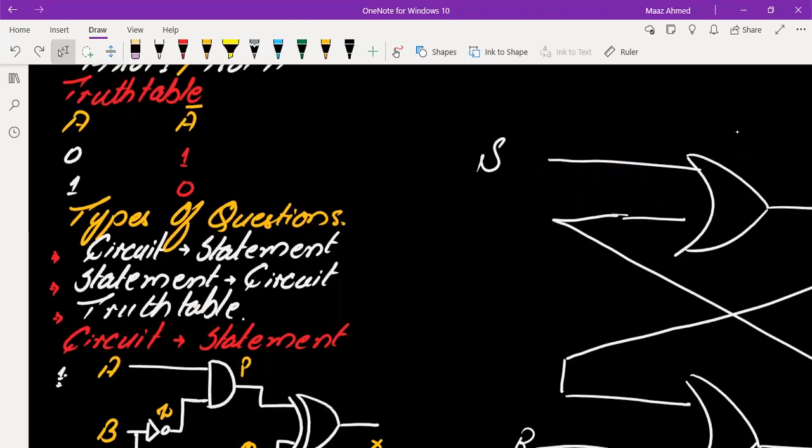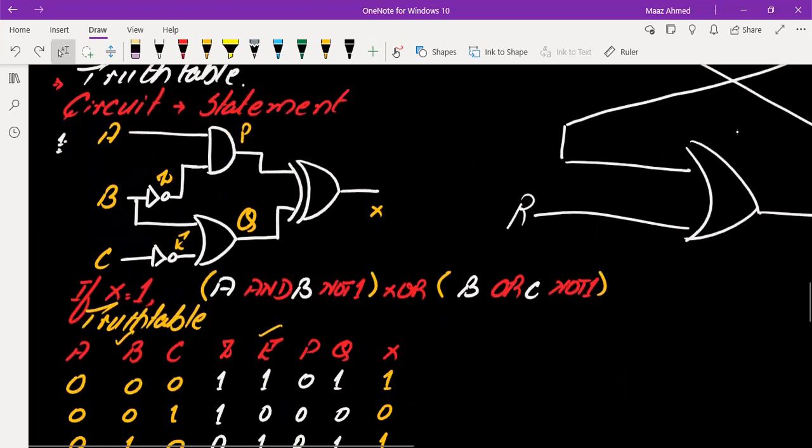That's for the K-map. You will be doing that truth table to statement. You will be experiencing that in your A2 level. Okay. Okay. Now circuit to statement.